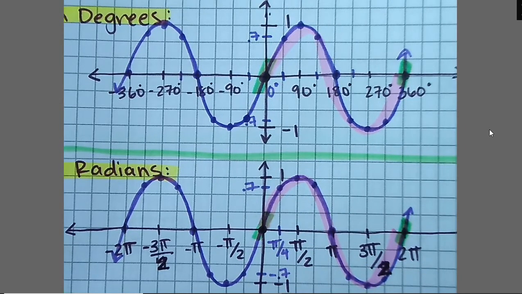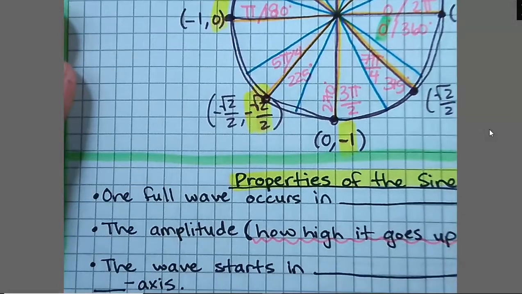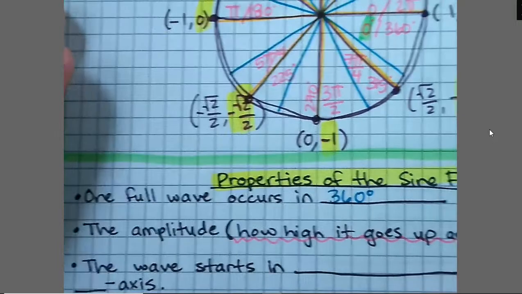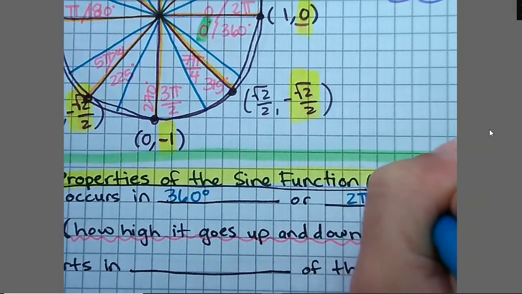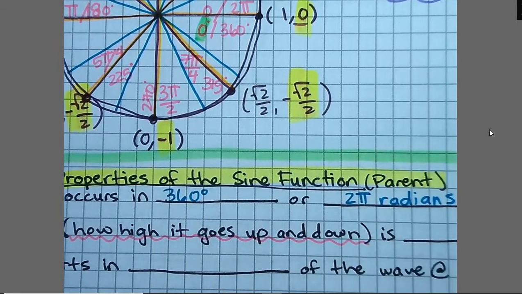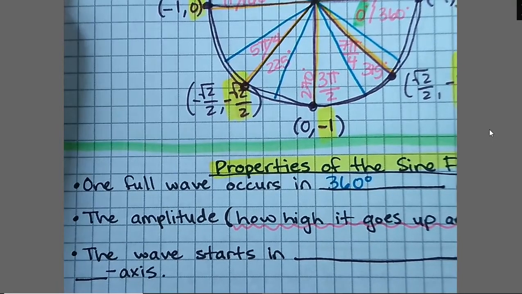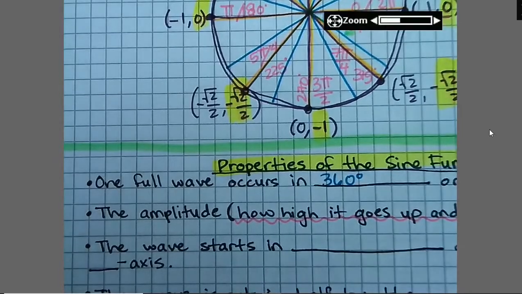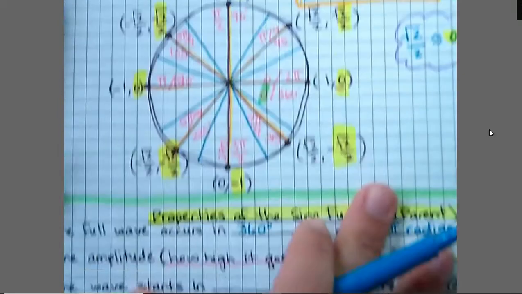So what we're going to do is down here, one full wave occurs in 360 degrees, or we could say that this is in 2 pi radians. All right, one full wave occurs in 360 degrees or in 2 pi radians. The next thing that we're going to look at is the amplitudes. That's just how high up and down it goes.